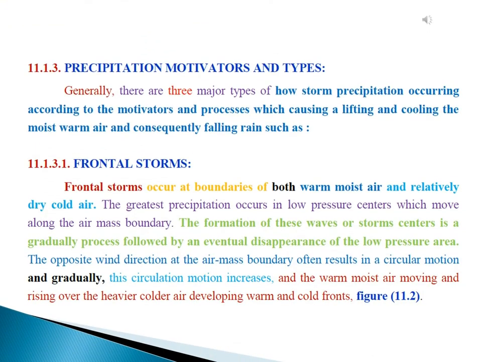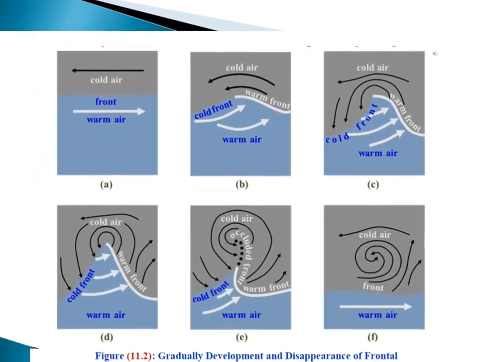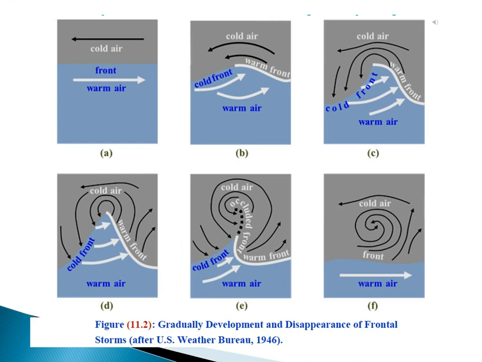Precipitation motivators and types. Generally, there are 3 major types of storm precipitation according to the motivators and process, which cause lifting and cooling of the moist warm air and consequently falling rain. Number 1, frontal storms, which occur at boundaries of warm moist air and relatively dry cooled air, as shown in the enclosed figure. Figure showing gradual development and disappearance of frontal storm.